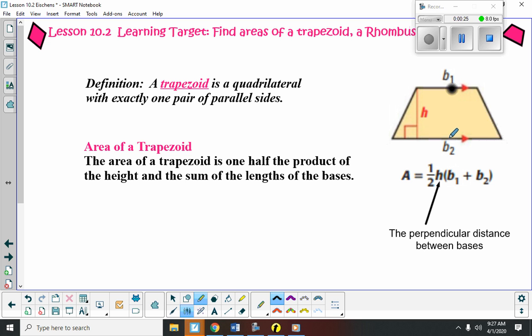So these are your parallel sides, and then this is the perpendicular height. Now the formula for the area of a trapezoid is area equals 1/2 times the height times the sum of the bases. And we want to add the bases first and then multiply it times the height and then take a half of it. Remember, your height is your perpendicular distance between the bases.